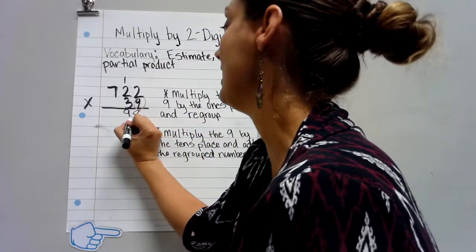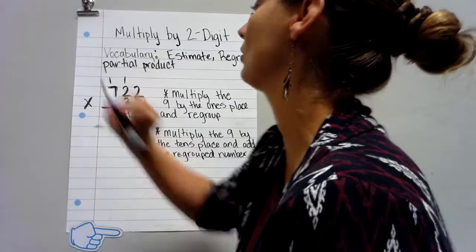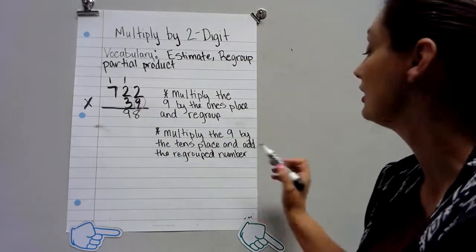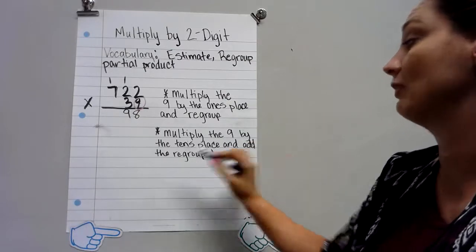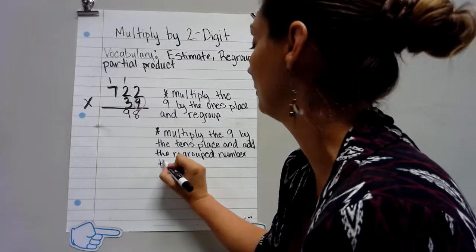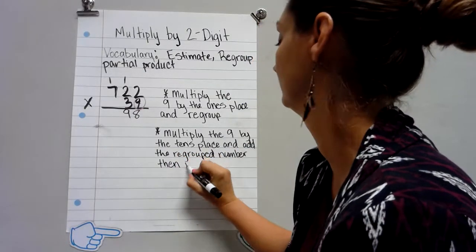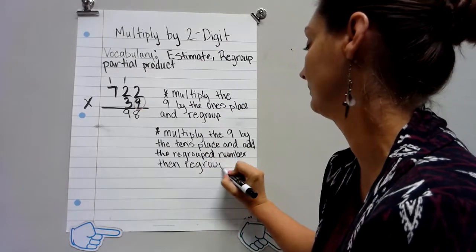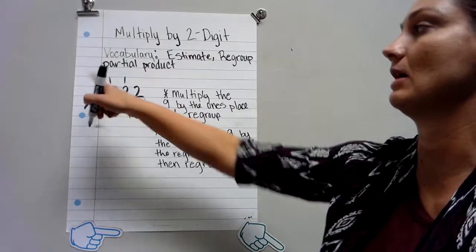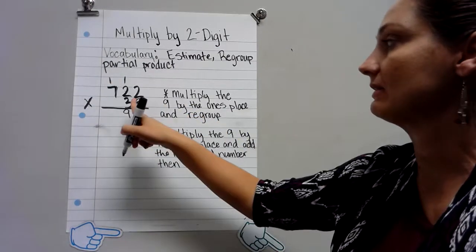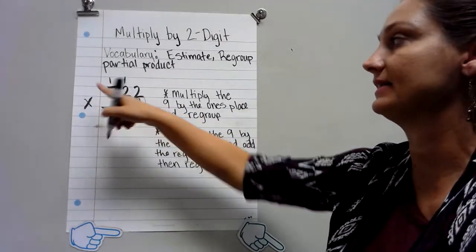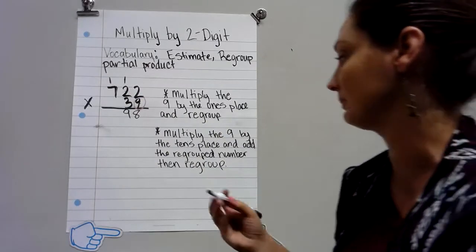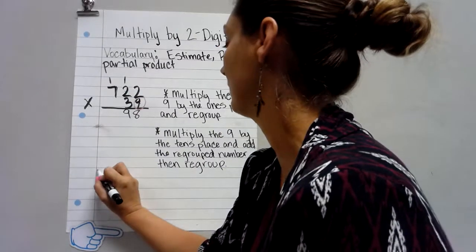So I've got to put the 9, then I've got to carry or regroup that 1 into the hundredths place. So I regrouped, I add the regrouped number, then regroup. And I regrouped this time into the hundredths place. Okay, that's where I carried that 1. My next step is going to be to multiply that 9 by the 7 or by the hundredths place. I'm going to come right here and do that.